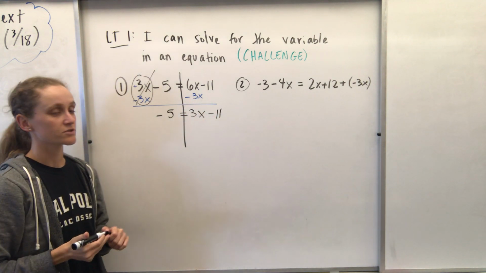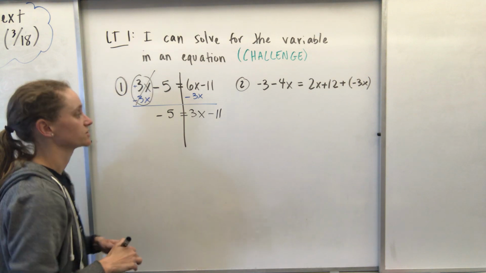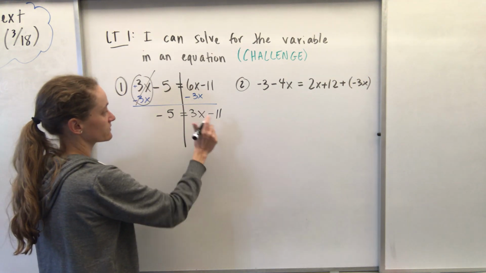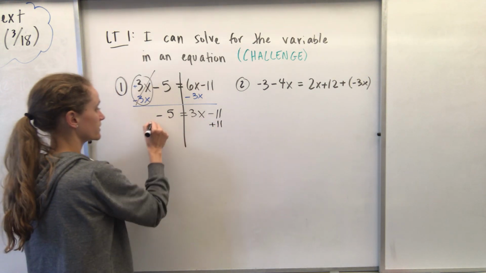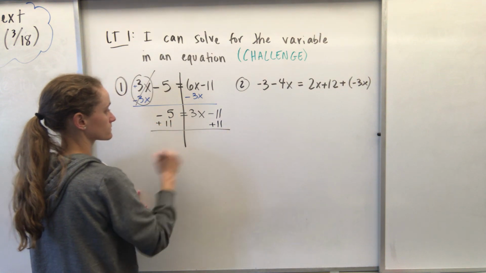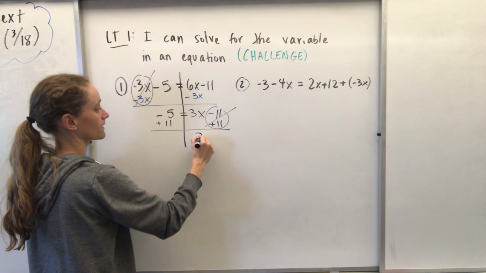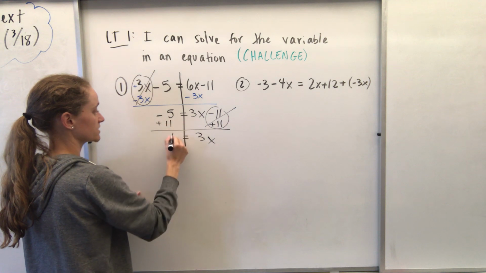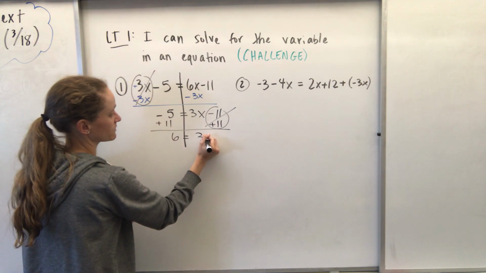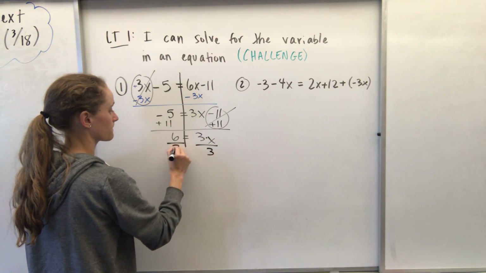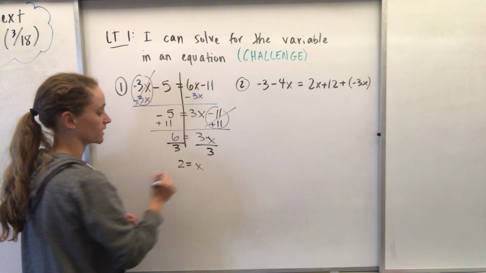And now that we've done that first step, this just looks like a two-step equation that we know how to do. So the opposite of negative 11 is positive 11. Get my 0 pair. 3x equals 6. And then just like before, this is 3 times x. And so x equals 2.